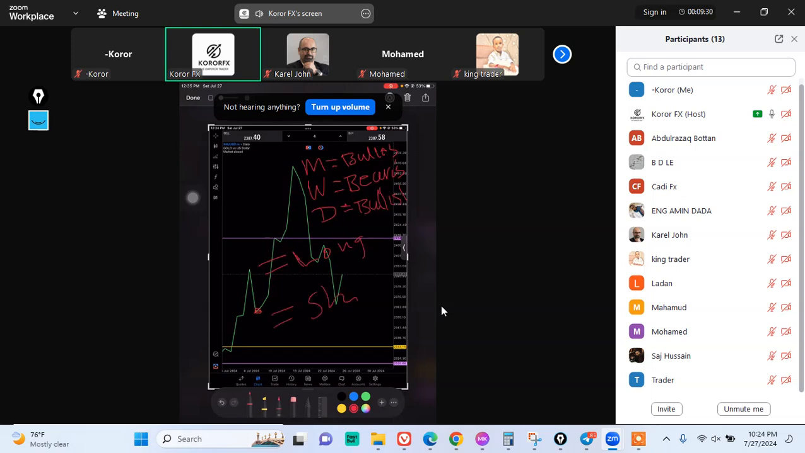Whenever price reaches point B on the daily, then we aim to sell. This is point A of the daily, and this is going to be point B of the daily. Price is buying daily from here, and then it wants to reach there. Whenever it reaches here, then we can aim to sell on which time frame? Weekly.